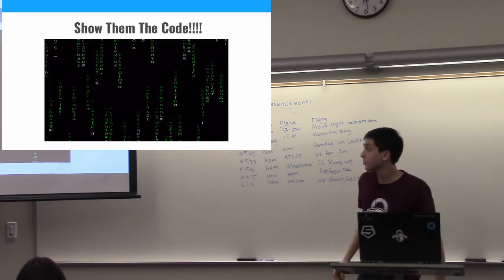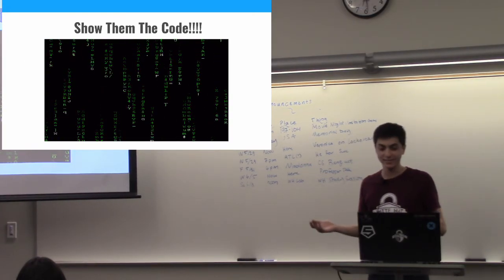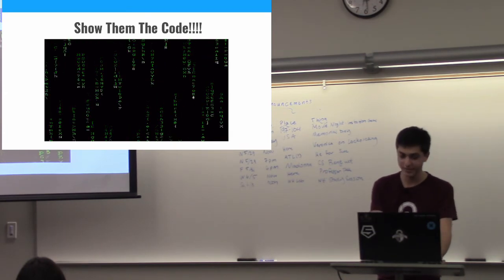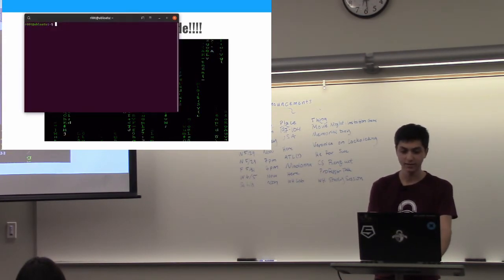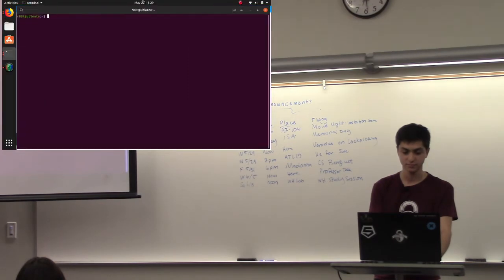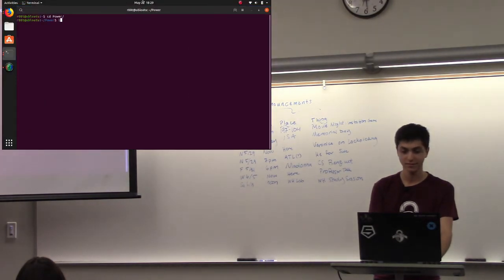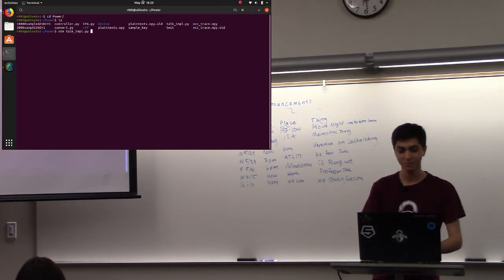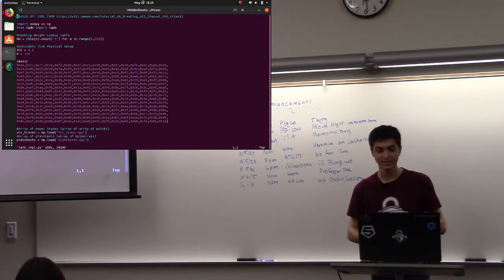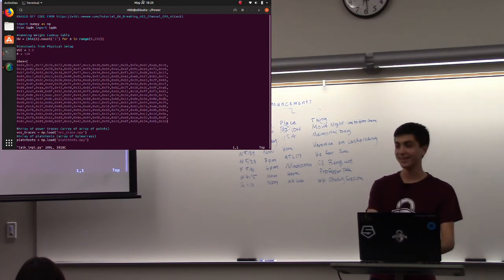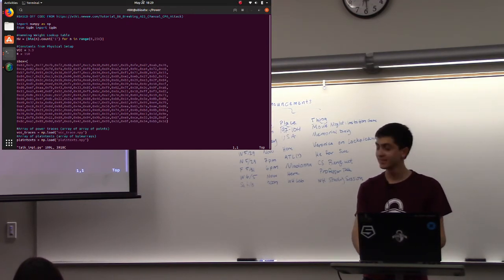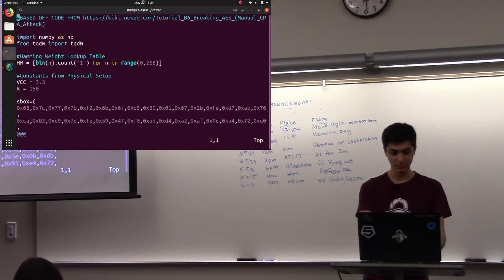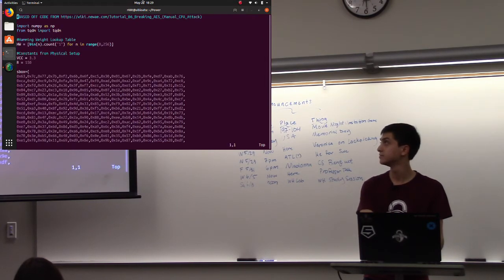So let me show you how this actually looks in code, because it's a lot easier to understand. Here we go. Control plus, I think that's the thing. Is that big enough?